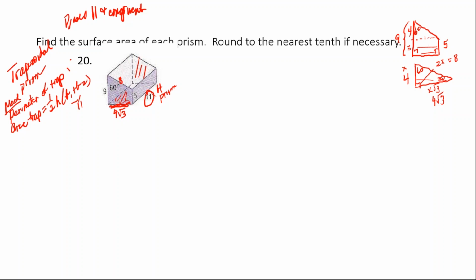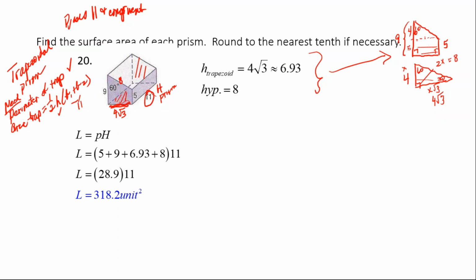Now I have my perimeter. Now I have my height of my trapezoid. So I could fill in that information. Start filling it in. So this comes from that drawing, taking things like we would have done last chapter. 30, 60, 90 triangle. Now there's my lateral. Add up those numbers. Multiply by 11. There's the lateral.